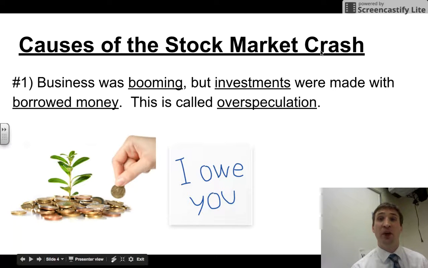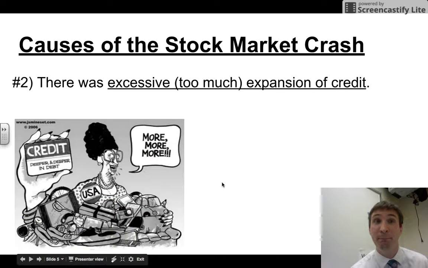Causes of this stock market crash. We have different causes. Let's talk about them now. Cause number 1. Business was booming, but investments were made with borrowed money. This is called over-speculation. So anytime you give money toward a company to make it grow, that's called an investment. And people were doing this on borrowed money.